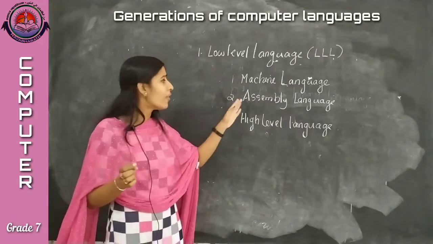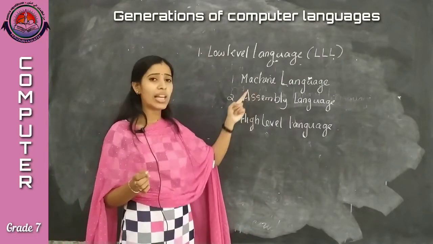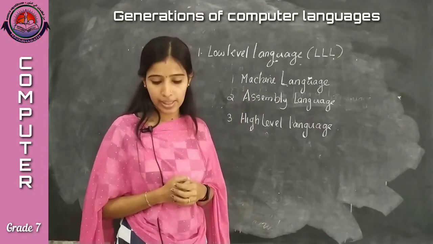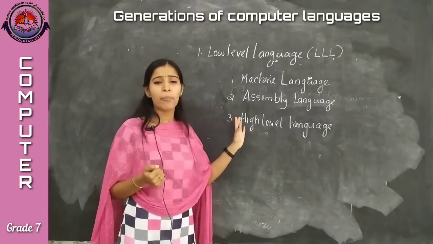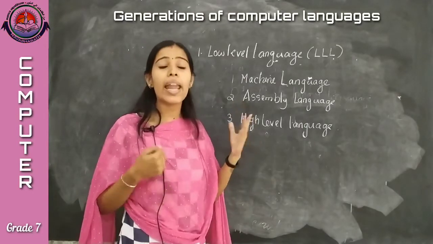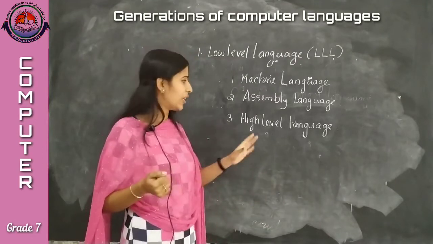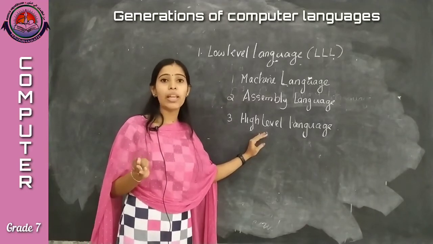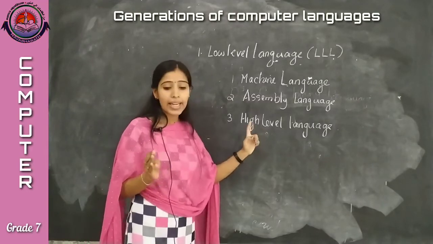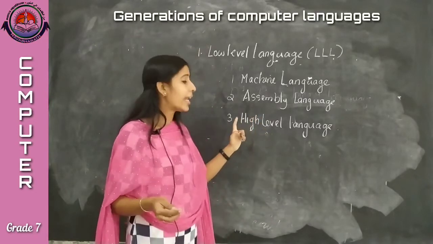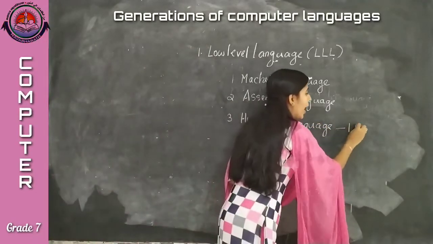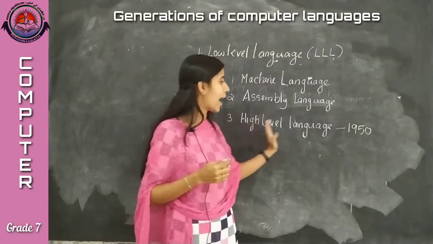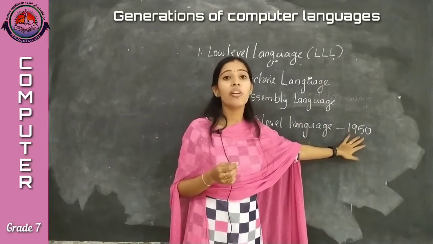The low level languages, which means assembly language and machine language, were computer specific languages. But there was a need to develop languages that can be run on any type of computer, any platform, and be useful. That is high level language. High level languages were developed in the 1950s, so the first high level language was developed in 1950.